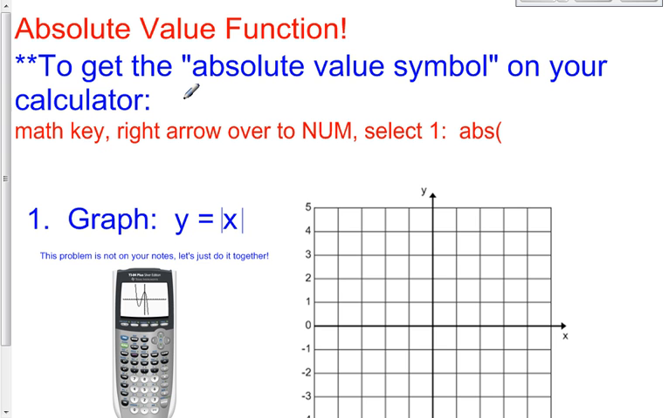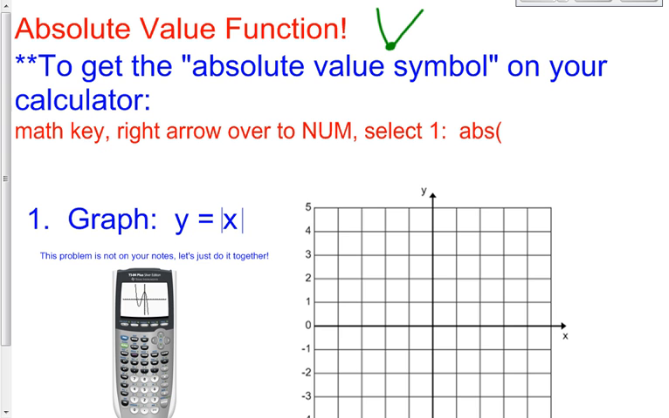On this video lesson we're talking about the absolute value function. Just to give you a good hint, whenever you hear the absolute value function, you should immediately think of a V-shaped graph. They have a sharp angle right here. This point is called the vertex.